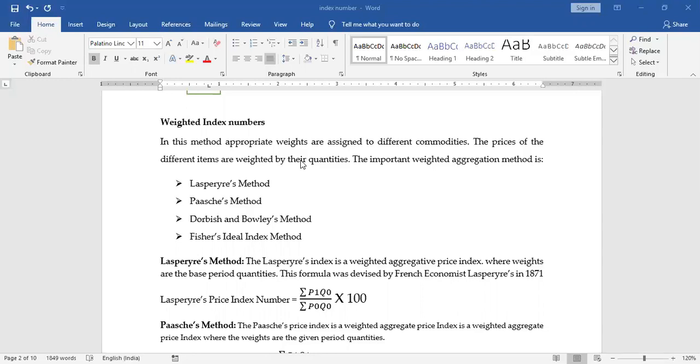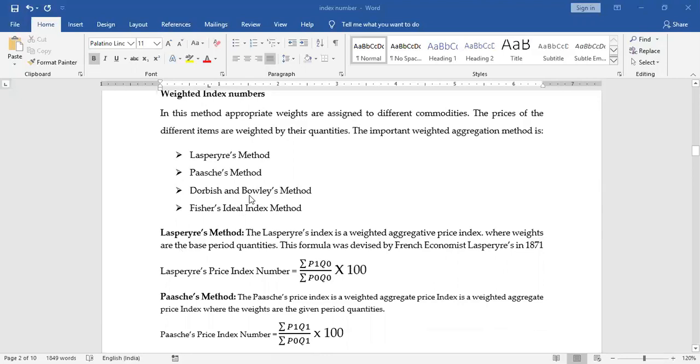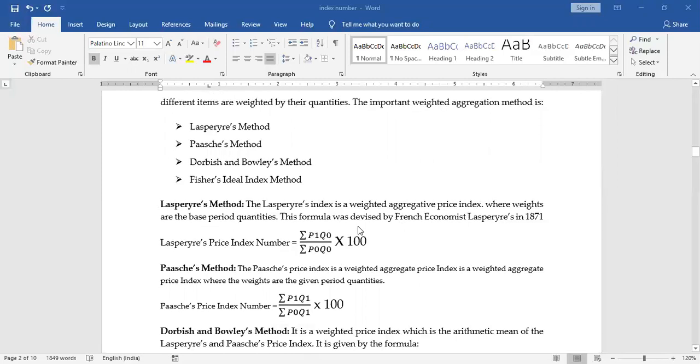First method is Laspeyres' method. Next is Paasche's method. Next is Drobisch and Bowley's method. Next is Fisher's Ideal Index method. We'll take up Laspeyres' method first.